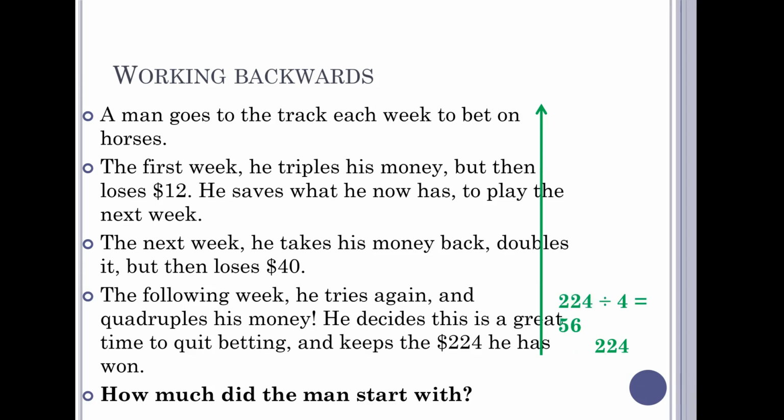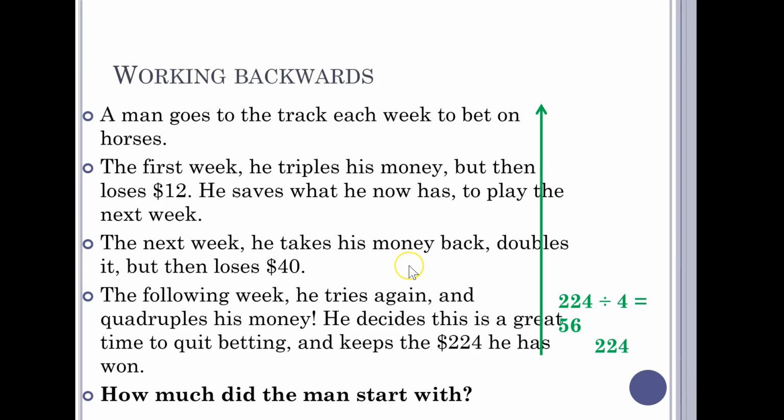He had quadrupled his money. So if we divide by 4, that's the opposite of quadrupling. Quadrupling is multiplying by 4. Let's divide by 4. He had $56, because 56 quadrupled, 56 times 4, gets me $224.